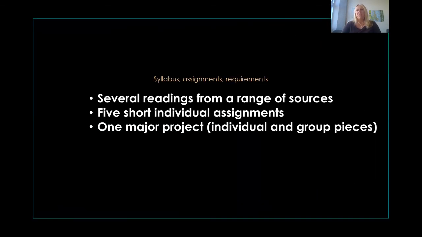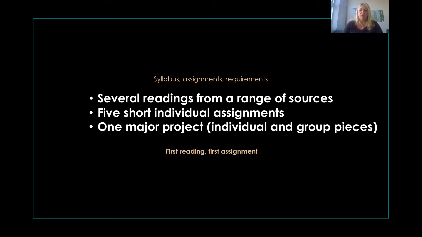Okay, and then finally, we talked today about how you'll be evaluated in this course. So you'll be asked to do several readings. I will also place a video or 2 on Brightspace for you to watch. You'll be given 5 short individual assignments and 1 major project, which is worth about 50% of your overall mark for the term, and includes individual and group components.